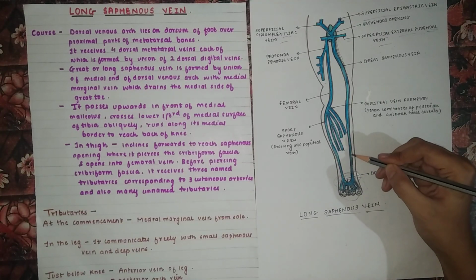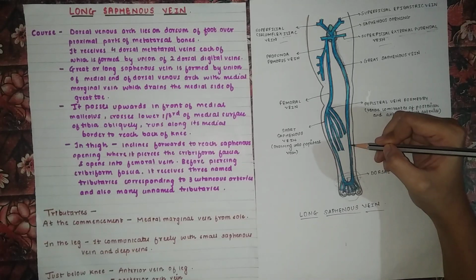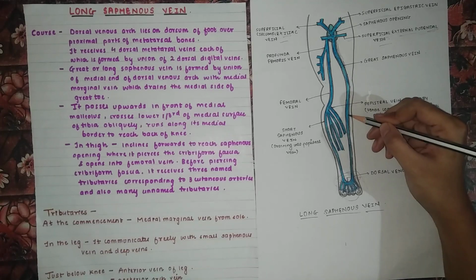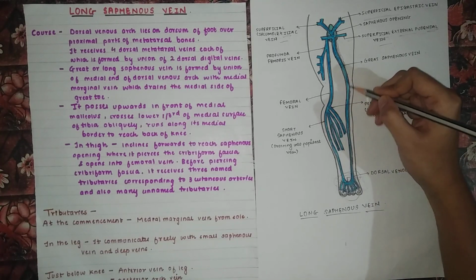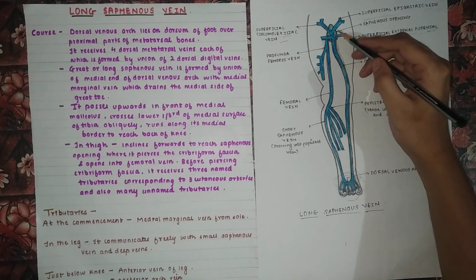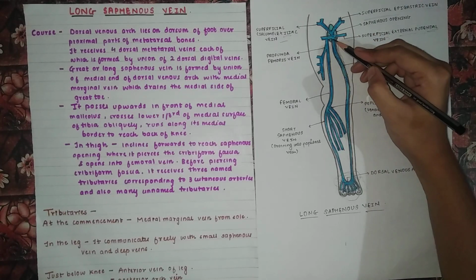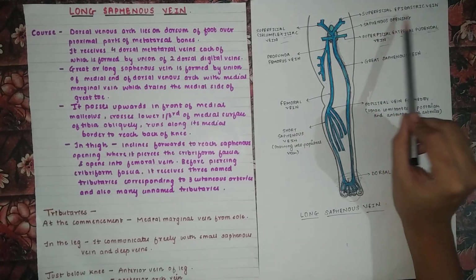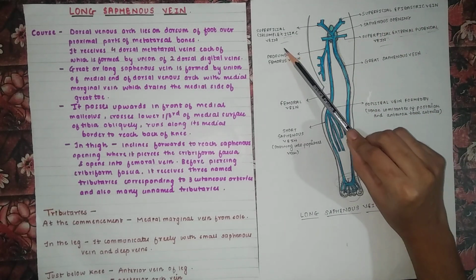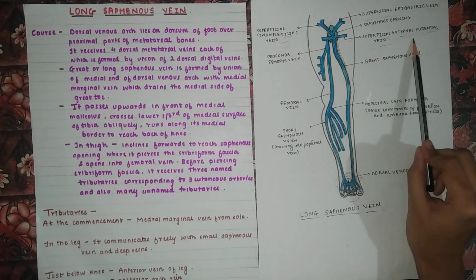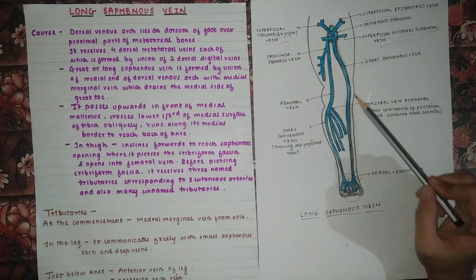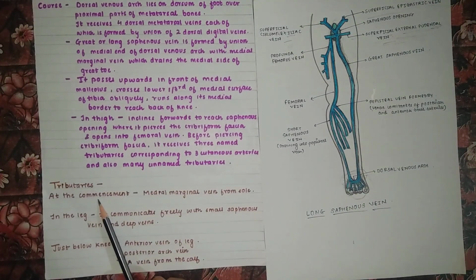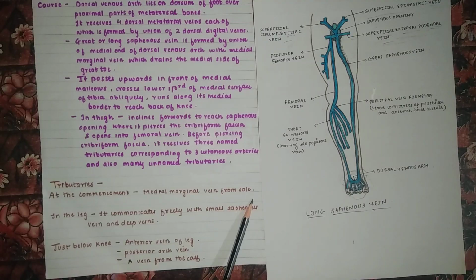which drains the great toe. Then it runs upwards, crosses the lower 1/3 of medial surface of the tibia obliquely along its medial border to reach the back of knee. Then in thigh it inclines forward to reach the saphenous opening where it pierces the cribriform fascia. Before piercing the fascia it receives superficial epigastric vein, superficial circumflex iliac vein and superficial external pudendal vein. This was the course.